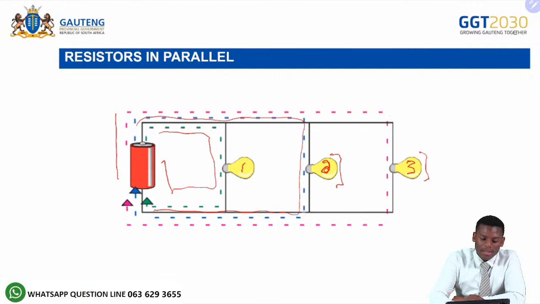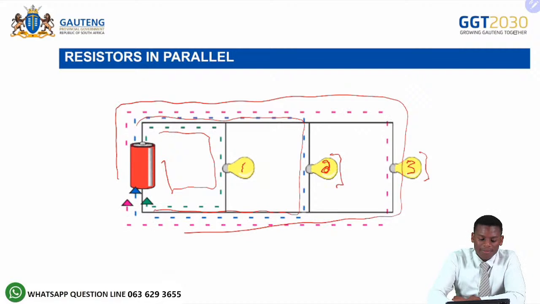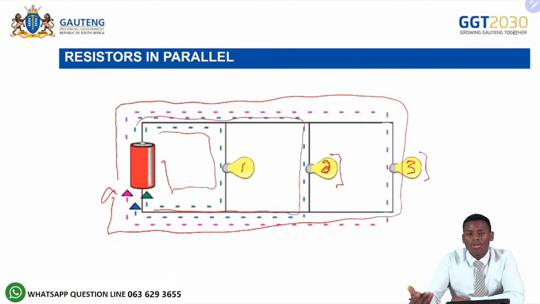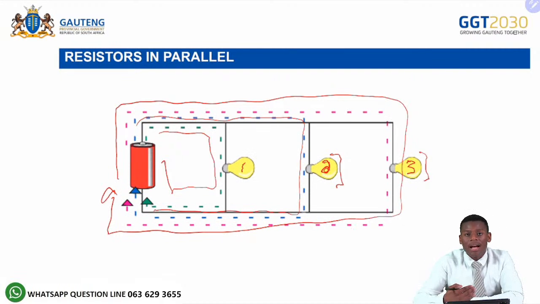Even if you look at this outer current that's flowing, the pink one, it goes to bulb 3. It takes a longer route. Our current in a parallel circuit always finds another way to flow.